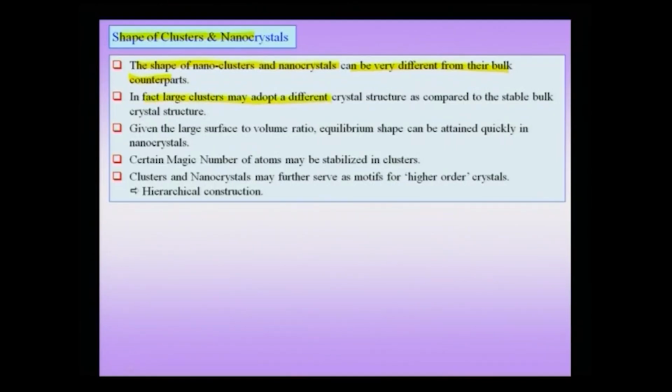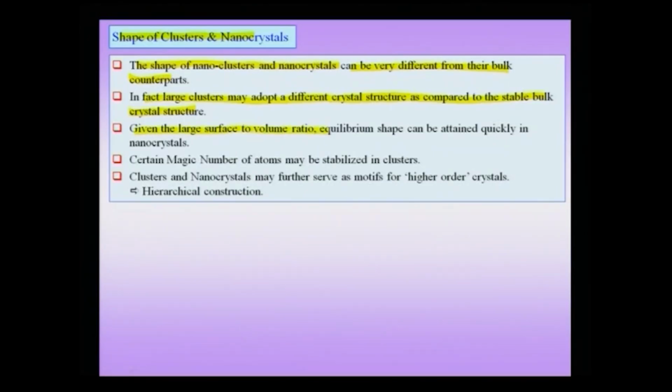Large crystals may adopt large clusters, and of course small clusters may adopt a crystal structure. Now we are talking about large clusters, because in the case of small clusters we cannot even talk about a crystal structure. The large clusters may adopt a different crystal structure as compared to the stable bulk crystal structure. So, this we have noted already, and we will also see examples of phase transformations later on, wherein when we reduce the crystal size, we see that new phases are stabilized. We have already seen a couple of those examples in the case of Fe2O3, etc.